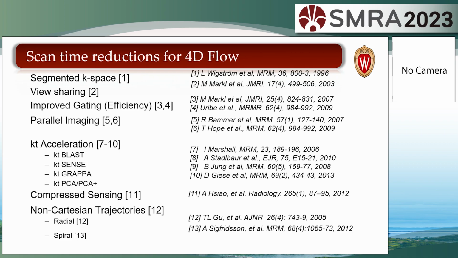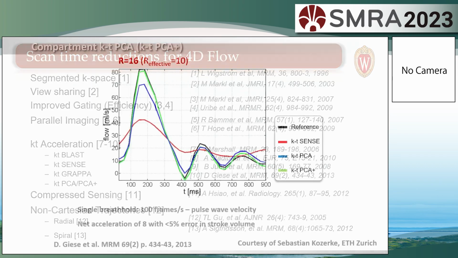There is a vast array of PhD theses written in the space of accelerated imaging, and that's true not only for phase contrast or flow imaging, but for MR imaging in general. I'm listing a lot of them here that are used and have found their application in 4D flow imaging. I'm not going to go in detail through all of them, but some of the big ones are obviously parallel imaging, accelerated acquisition with constrained reconstructions, like compressed sensing, kt acceleration, and also non-Cartesian trajectories.